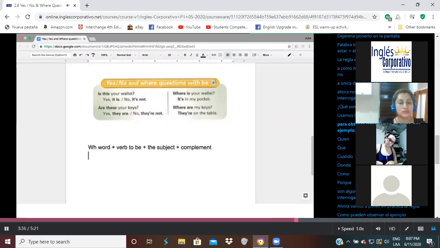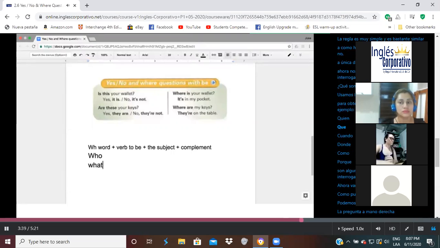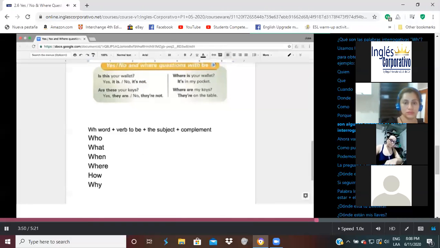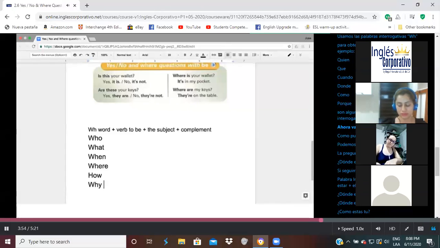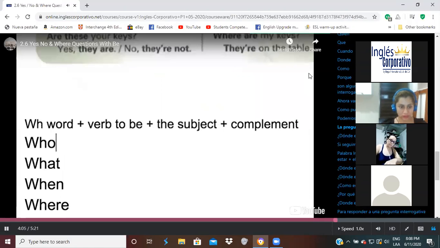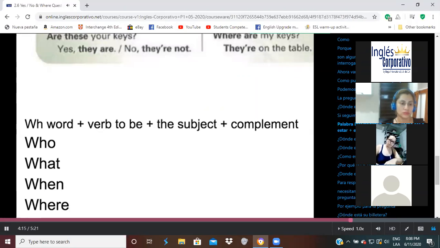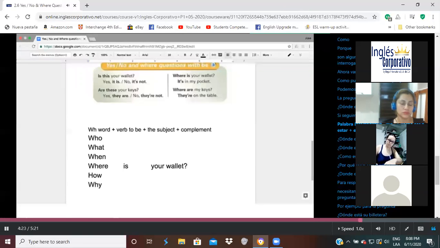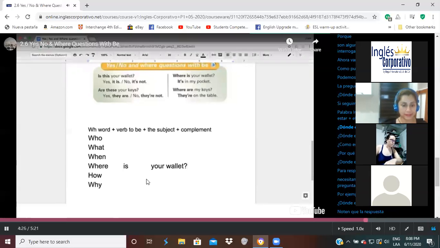For example, who, what, when, where, how, why are some examples of WH words. Now let's put that rule into practice. If we look at the example on the chart, we can see the question towards the right hand side. It says, where is your wallet? So if we follow that rule, we're going to put a WH word plus the verb to be plus some kind of complement, wallet. And of course, we put a question mark there. Where is your wallet?